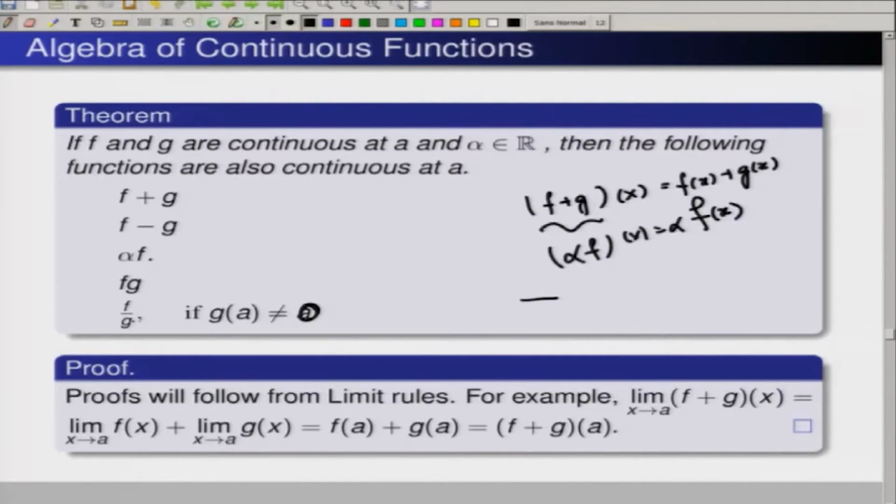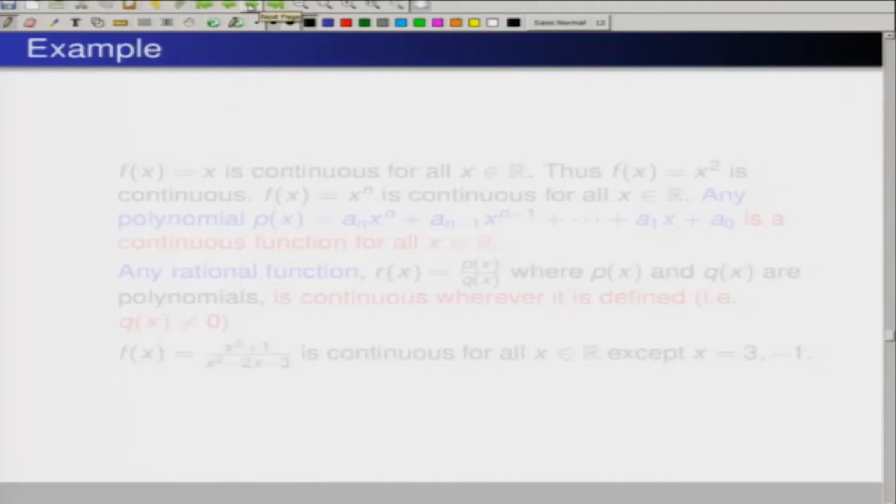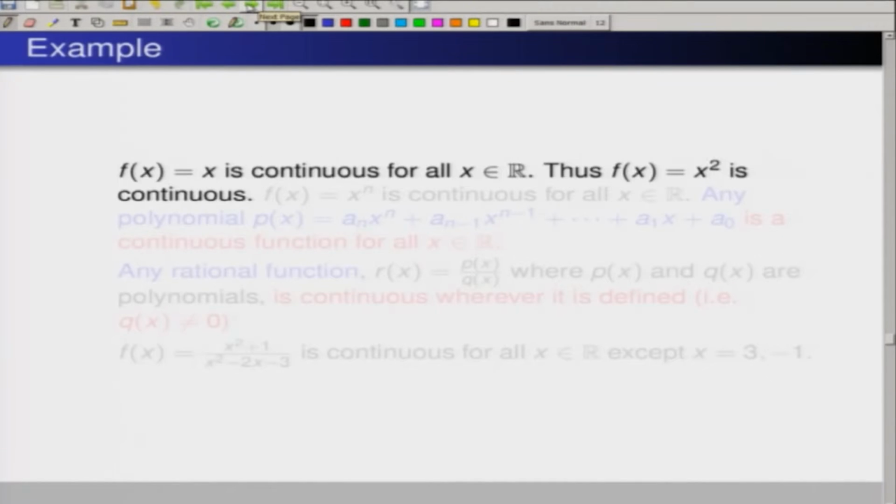So, now if f and g are continuous functions at a, then f g and f plus g are continuous functions at a. Now, f of x equal to x is a continuous function for all x in R, that is very simple, the limit as x goes to a is a. So, x into x is also a continuous function, therefore f of x equal to x square is a continuous function. In a similar way I can say that f of x equal to x to the power n is also a continuous function for all x in R.